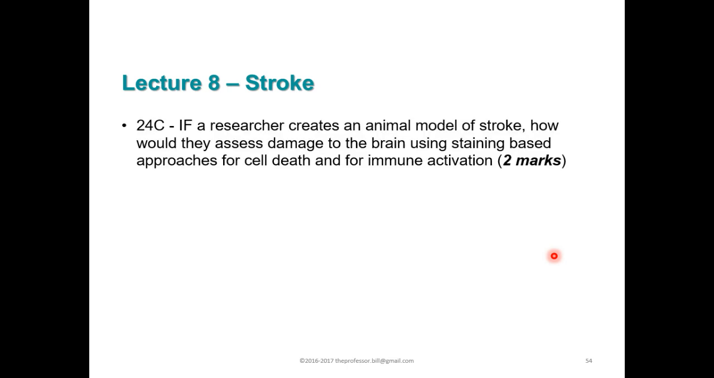Here is a good example of a question that you might be asked related to stroke. If a researcher creates an animal model of stroke, how would they assess brain damage or damage to the brain using a staining technique for cell death? What is that really asking you? So what marker could you use for cell death? What marker do you know of right now off the top of your head?